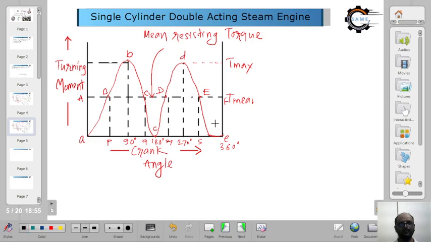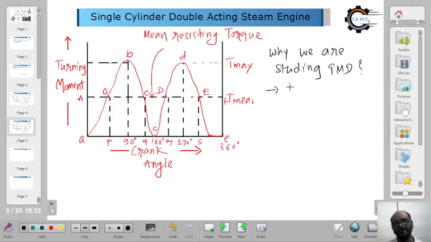Okay, see, why are we studying the turning moment diagram, in short called TMD? The answer is we are interested in finding out the energy in the control panel. Our interest is finding out the energy. We have to find out the energy, right? And why are we interested in finding out the energy?